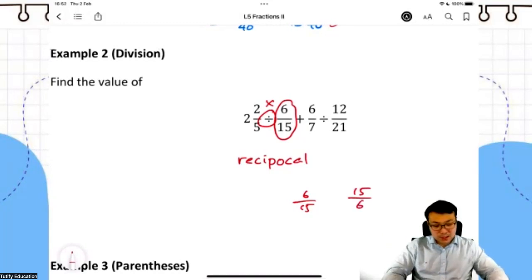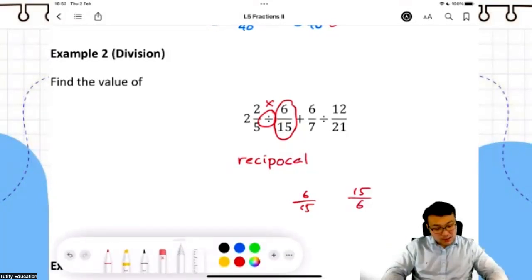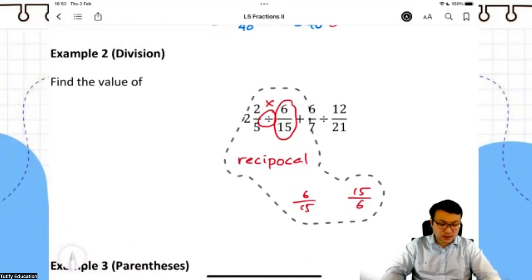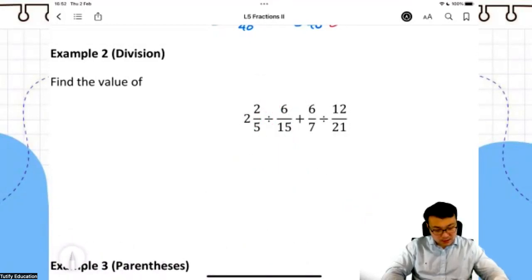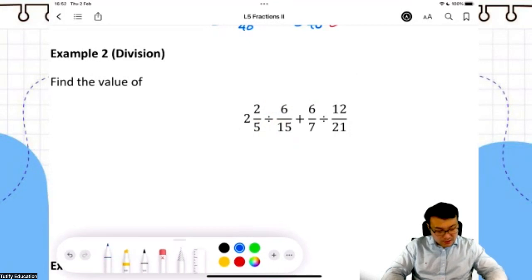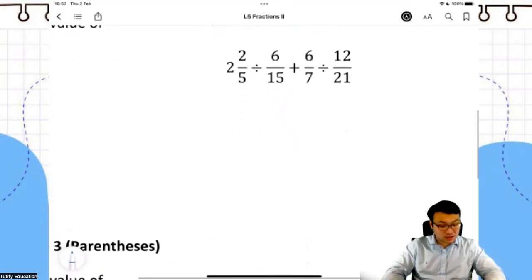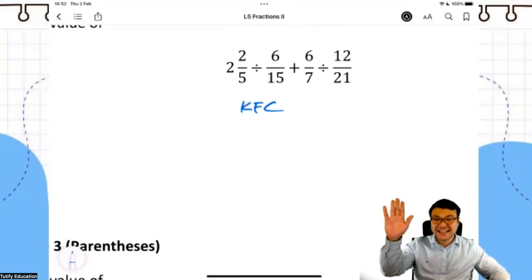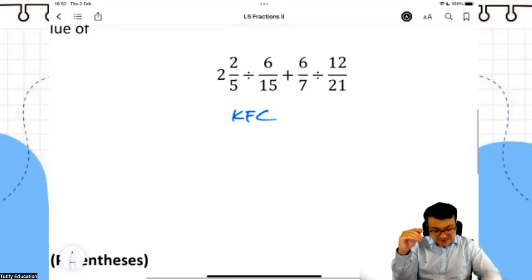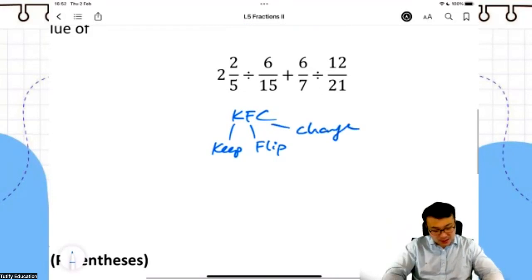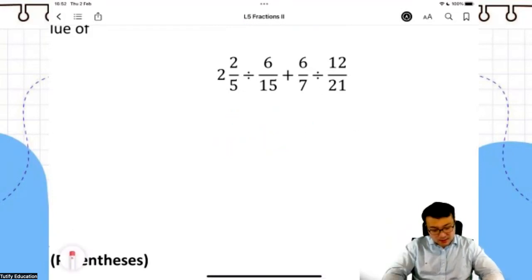Well, students, it will be good if you know the word reciprocal. If you don't know this word, it's fine, okay? You don't need to know this word in primary school. Usually in secondary school, we use the word reciprocal a lot. But for primary school, we learn KFC. Who likes KFC? Oh, I do. I love KFC, okay? KFC means keep, flip, and change. Keep, flip, and change. When you see a division sign, you keep the fraction, you keep this fraction.